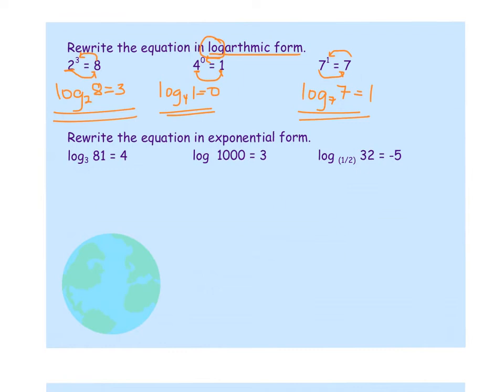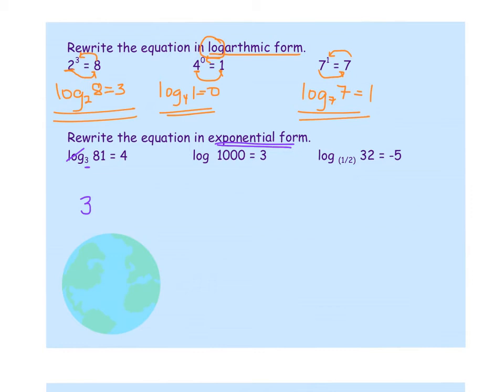Now in the next row, we're going to go backwards. I've given you the equation in logarithmic form. We're going to write it in exponential form. When we do this, the log prefix is going to go away, and we're going to start with the base. If the log is base 3, then our exponential function also is base 3.